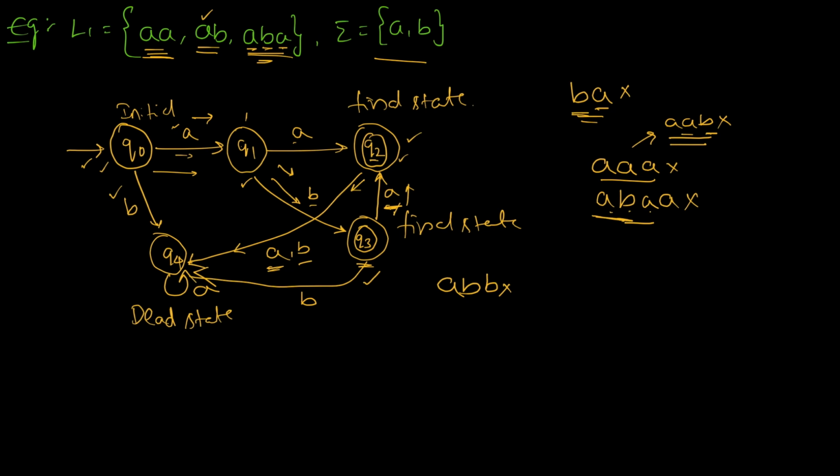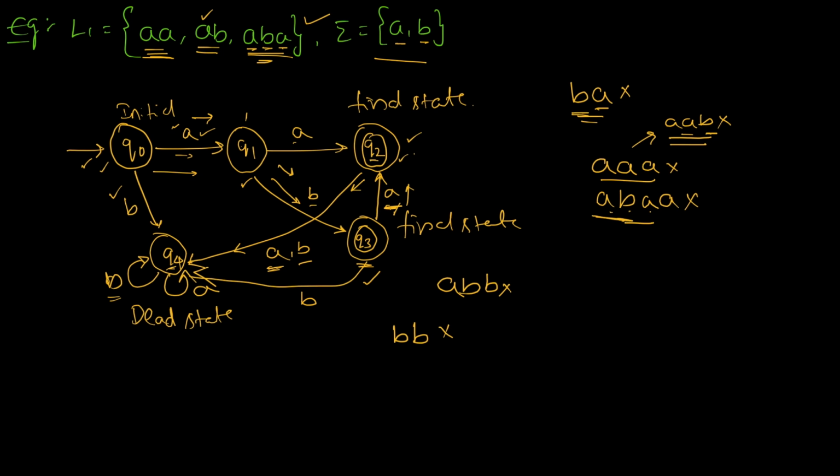Now Q4. How do we reach Q4? We reached Q4 on seeing B. If we see B from Q4, this type of string is also to be rejected. So we go to Q4 itself on seeing B. So every state now has exactly two transitions, which are over the input alphabet A and B. This is the DFA for accepting the language.